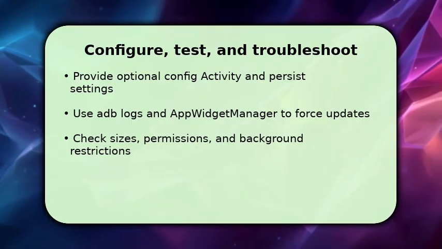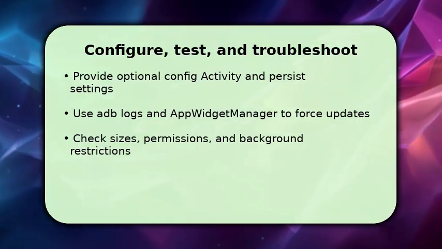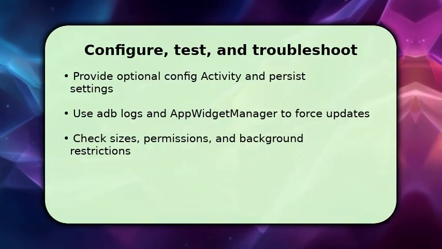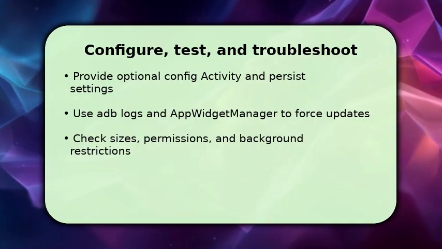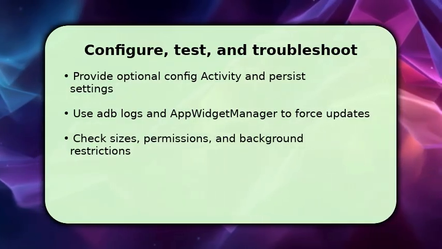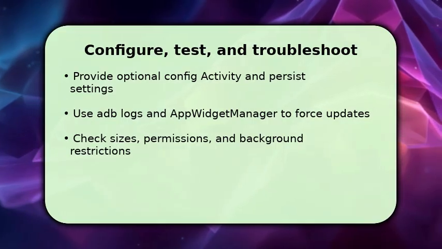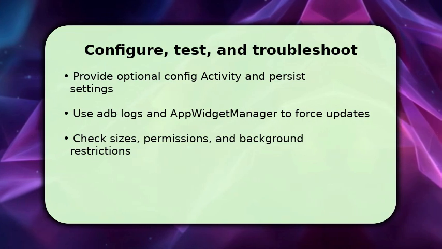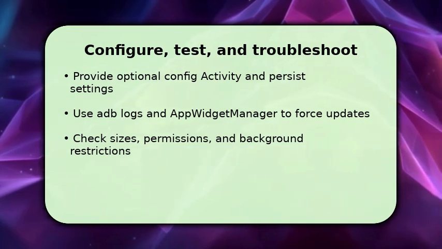If your widget needs user choices, implement a configuration activity that saves settings to shared preferences and calls updateAppWidget. Test by adding and removing the widget, rotating the screen, and triggering manual updates via ADB or the launcher. If it fails to update, make sure battery optimizations aren't blocking background work.